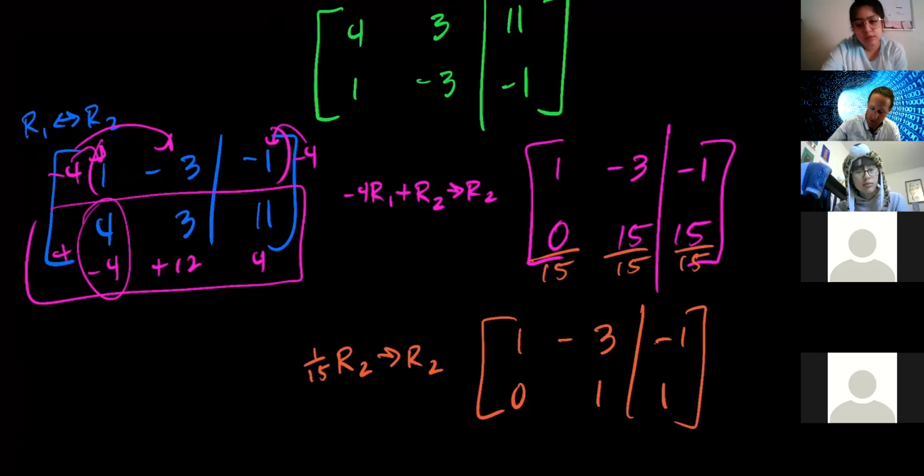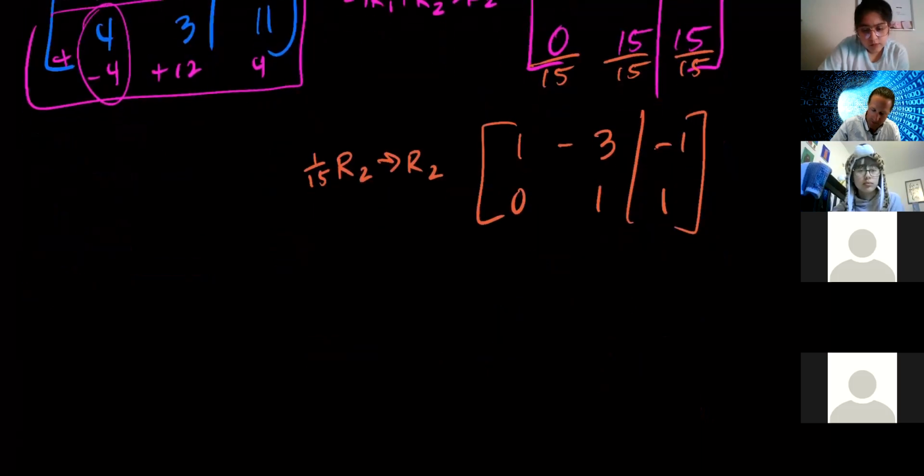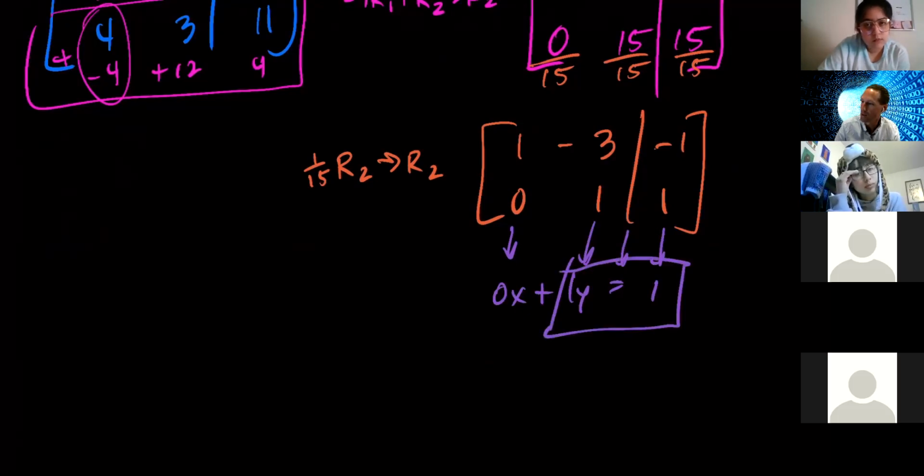And remember, this is just my new equation, which says how many x's do I have? Zero. How many y's do I have? And it's equal to what? So then I know that this is telling me that I have 0x plus 1y equals 1. In other words, y is equal to 1.